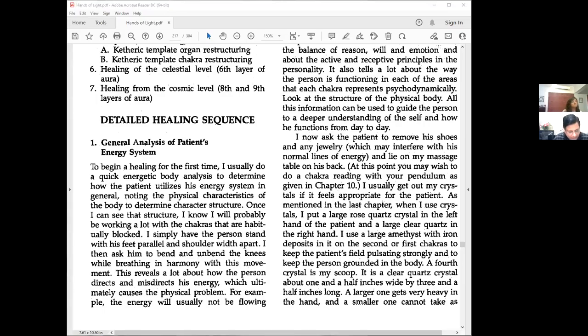So we are reading Hands of Light by Barbara Brennan. We are on chapter 22, page number 202 of the book, and page number 217 of the PDF.